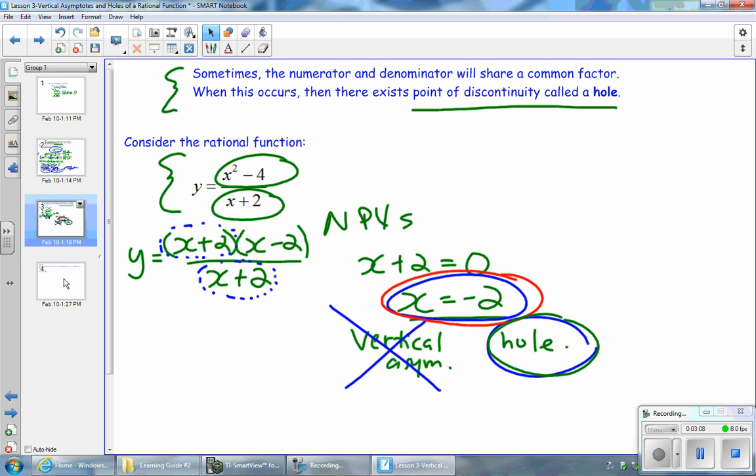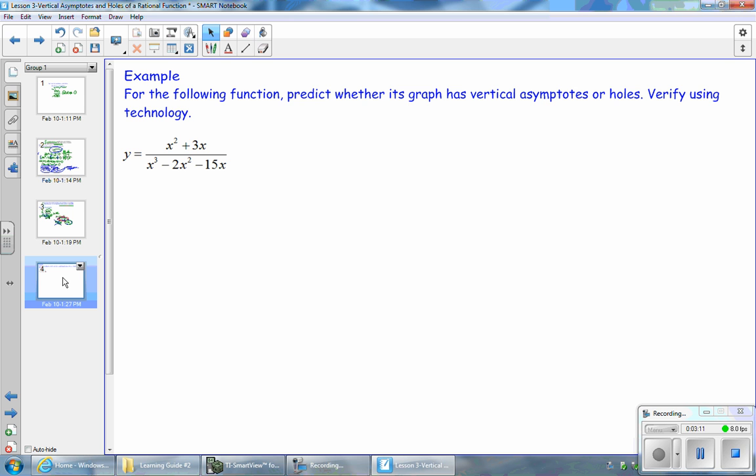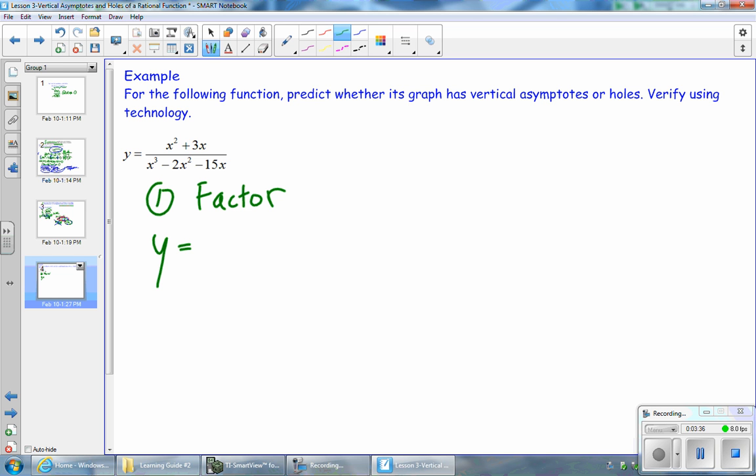Let's work on another example here. So my next slide says, for the following function, predict whether its graph has vertical asymptotes or holes. And then you want to verify that using technology. So to identify if the non-permissible values are holes or vertical asymptotes, what you want to do first is factor this rational function. So if we factor the rational function, look at the top there. What do we have in common to both these terms here? Well, we could take out an x. So if we take out an x, I have x plus 3.